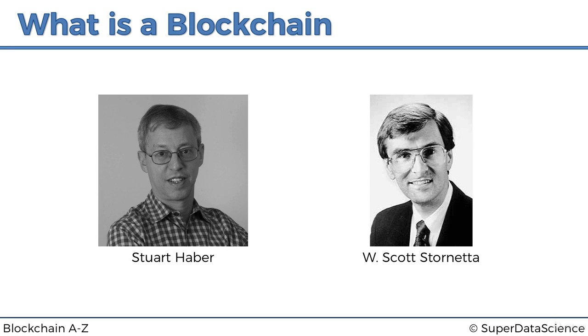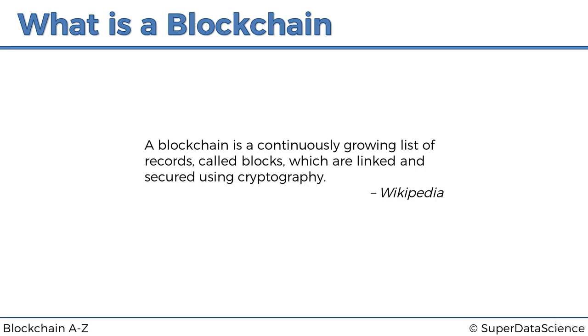And the way Wikipedia identifies a blockchain is a continuously growing list of records called blocks, which are linked and secured using cryptography. So this is a very general definition. There's much more to a blockchain, as we'll see, but this is already somewhere for us to start. So let's have a look at one of these records, or so-called blocks.